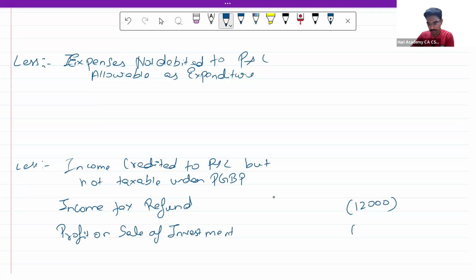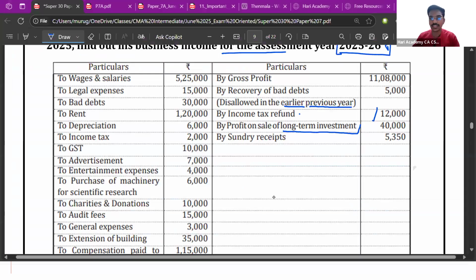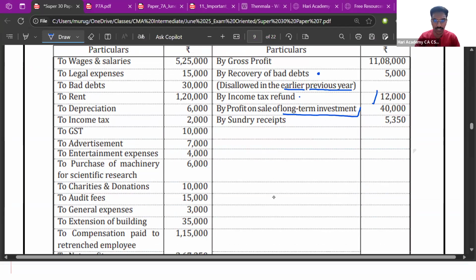This is to be subtracted. Again, 40,000. Okay. Next point. Sundry receipts, we do not have any problem. This recovery of bad debts alone, let us just keep it on hold. There will be some adjustment in relation to this because there is some notes in relation to this.